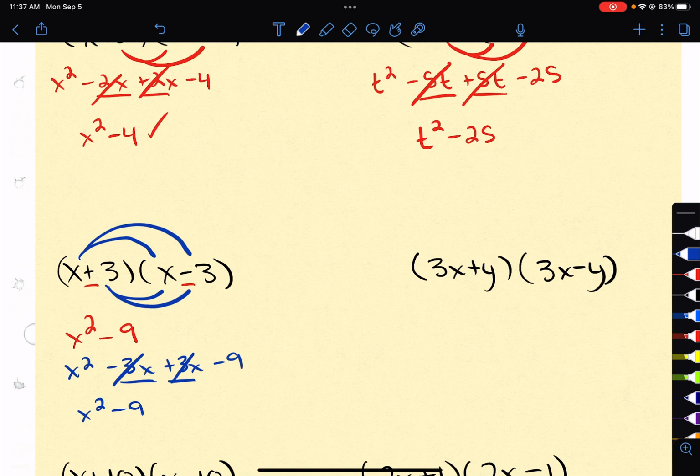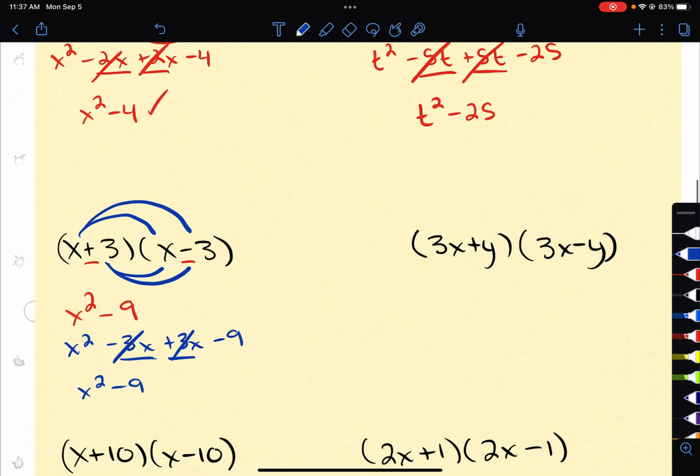Same answer, all right? Now 3x plus y multiplied by 3x minus y. Same thing, but one is a plus, one is a minus. So if I just square the first one, 9x squared, and then I square the second one, y squared, but I need to make it a minus, I'm done. That's my shortcut. If I don't remember the shortcut, then I do it the long way.